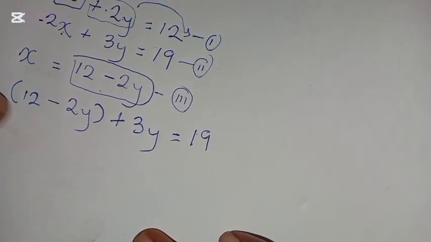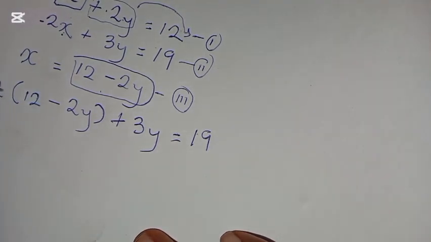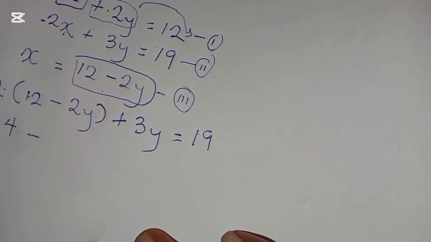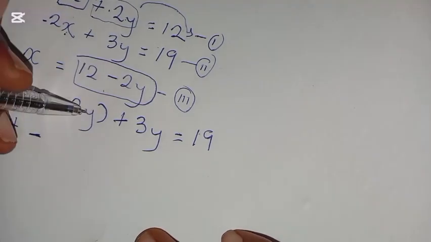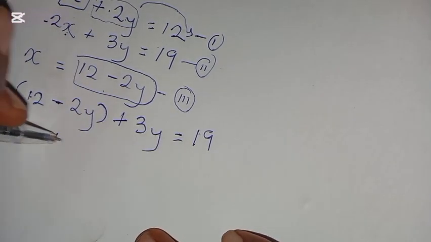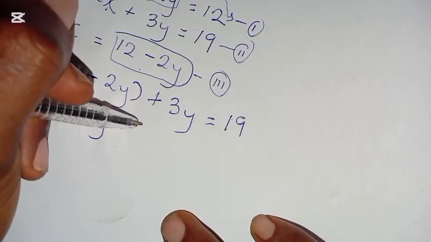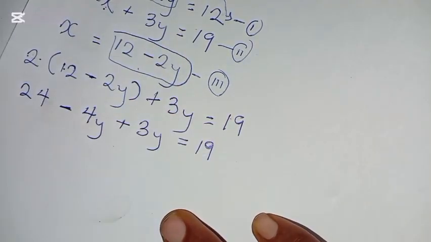So now we expand this, we open the bracket. 2 times 12 is 24, minus. The reason why I put minus here is because of this minus here, because this 2 has a minus here. Now 2 times 2y, which is 4y, plus 3y equals 19.